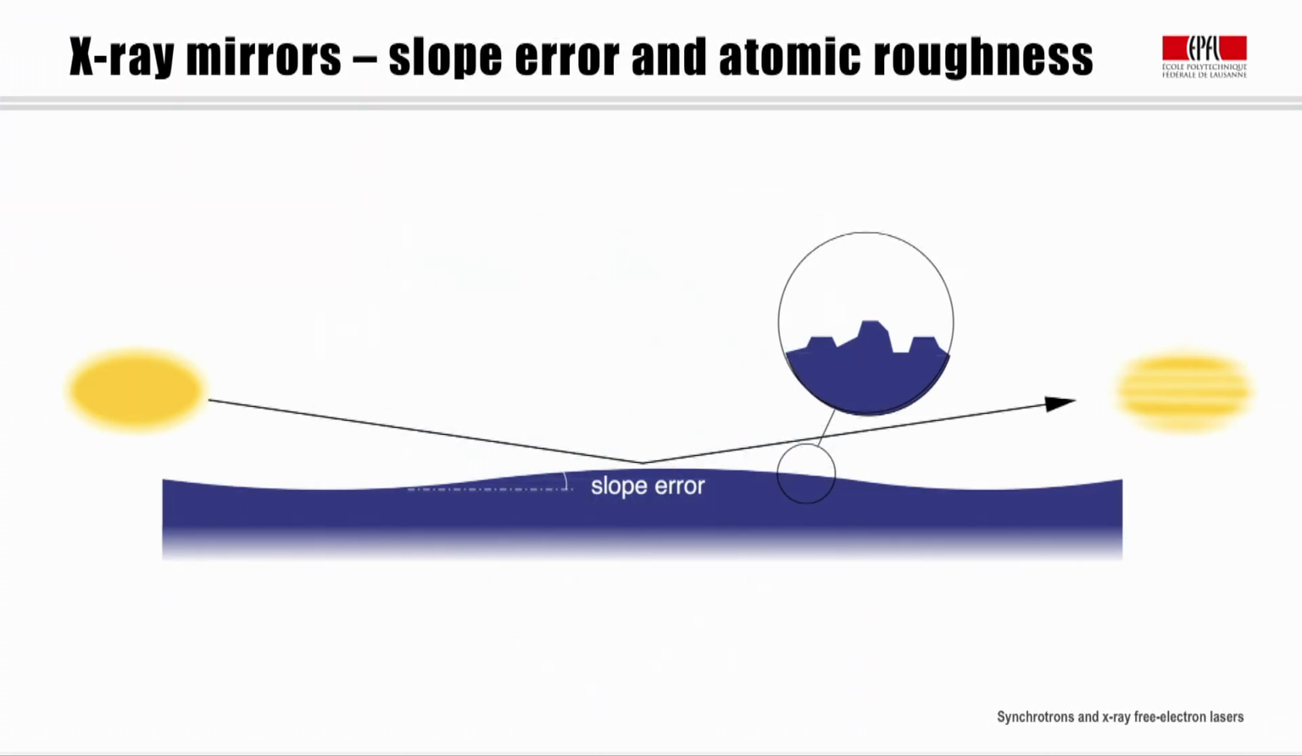Before we move on to discuss aspects of focusing, it's briefly mentioned here that the reason that mirrors are not fabricated with lengths much more than a meter is because their quality deteriorates. The two main properties defining mirror quality are the so-called slope error, that is, the amount of wobbliness of the surface over macroscopic distances, and this is typically measured in microradians. The second property is the atomic roughness, measured in a few angstroms.